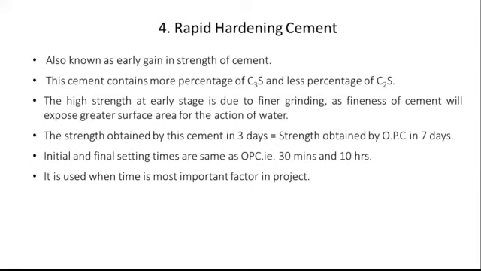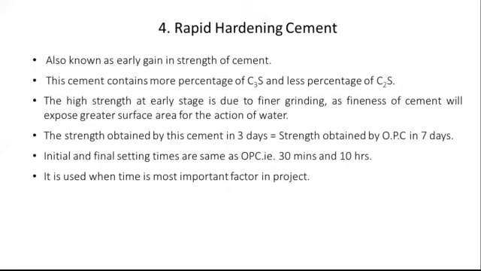Now, next is rapid hardening cement. From the name we can say that this cement gains high strength, also known as early gain in strength of cement. This cement contains a higher percentage of tricalcium silicate and a lower percentage of dicalcium silicate. The high strength at an early stage is due to finer grinding, as fineness of cement exposes a greater surface area for the action of water.